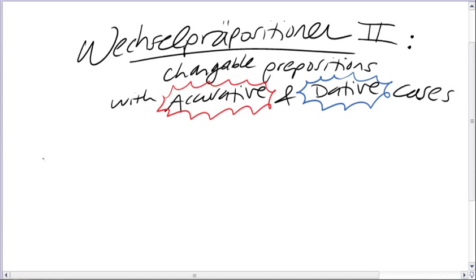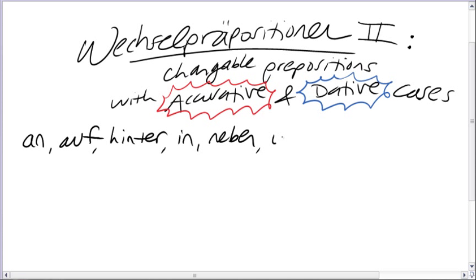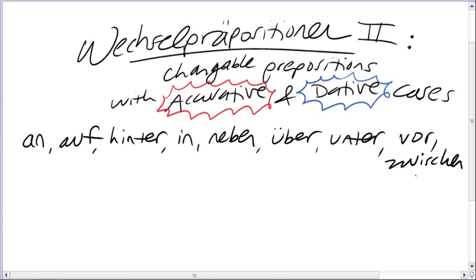Let's see if you can remember the song. So it goes, and I'll write them out as I quote-unquote sing. An und auf, an und auf, hinter in, hinter in, neben über, unter, neben über, unter, vor und zwischen. Gut, vor und zwischen. Gut. So, hopefully you have these all memorized by now, no problem at all.